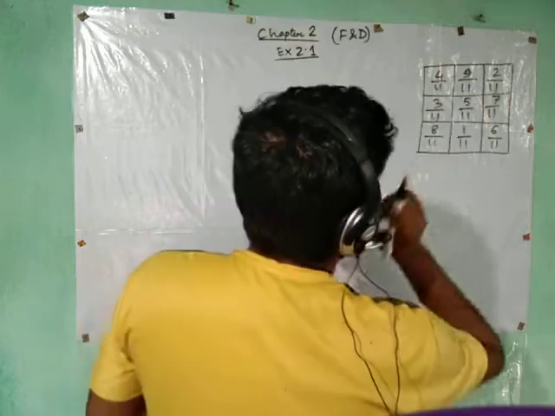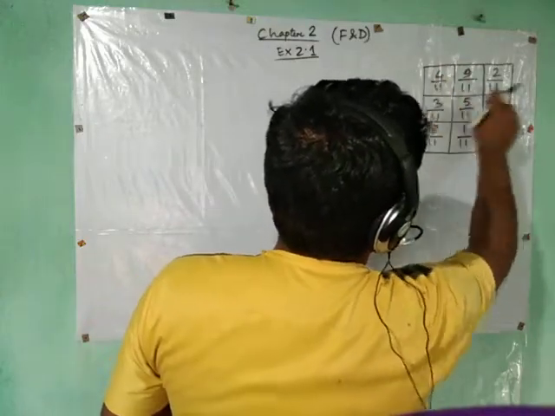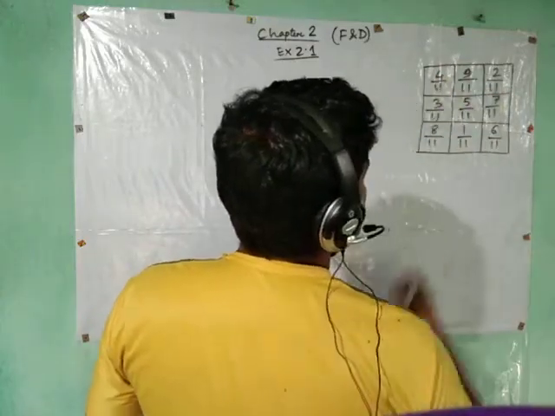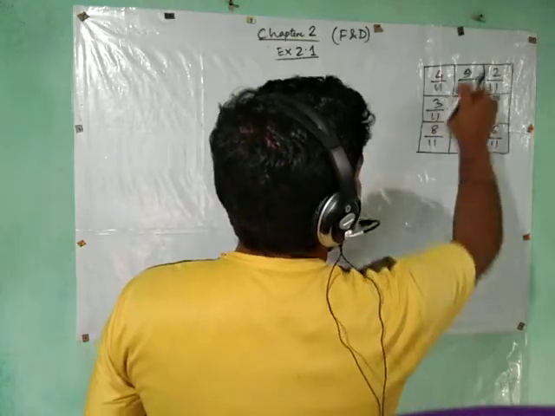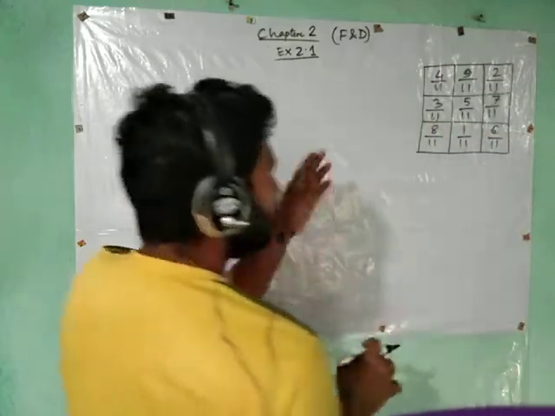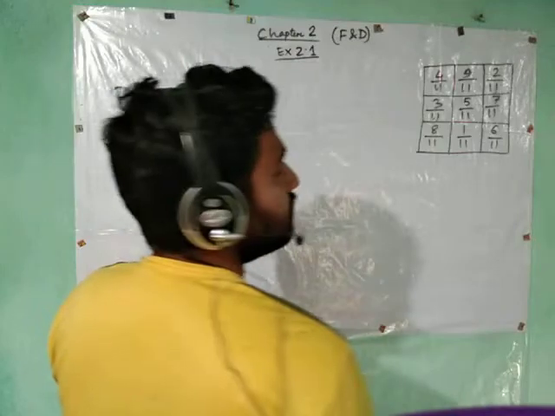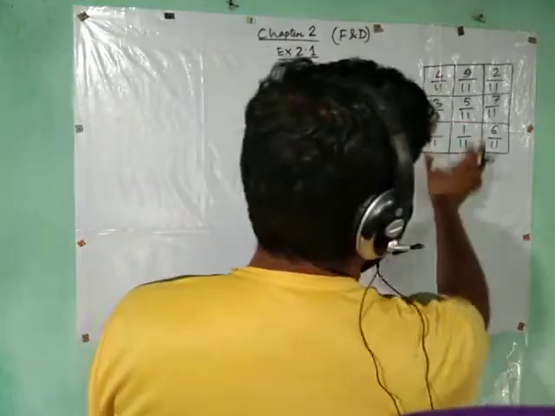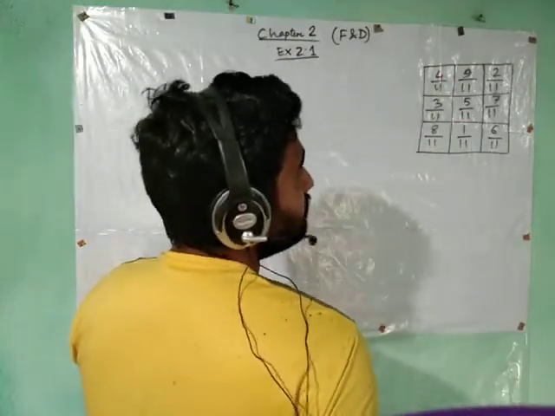Now row means this one is row 1, row 2, row 3. Column, how many columns? 1, 2, 3 columns. So if you add them, you must get the same result.